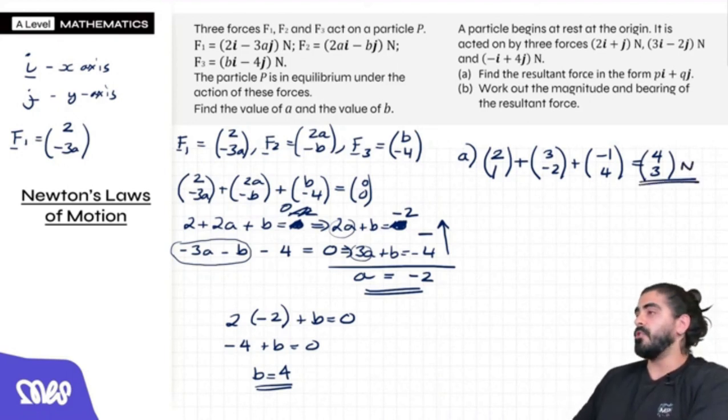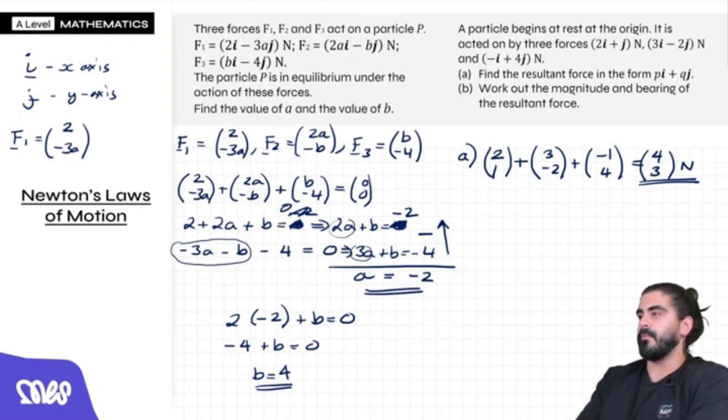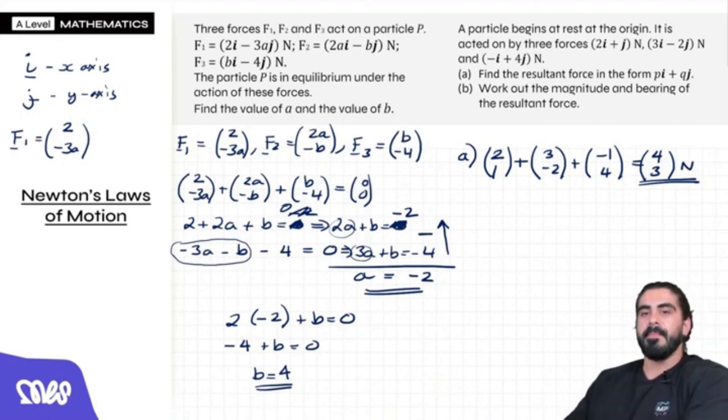Now, to be very clear, you do not have to write this back in i and j. You could just say 4i plus 3j if you want, or you can leave it in column form. Any of those is fine. As an examiner, I prefer you to write column because it's easier for me to see. Work out the magnitude and bearing of the resultant force.